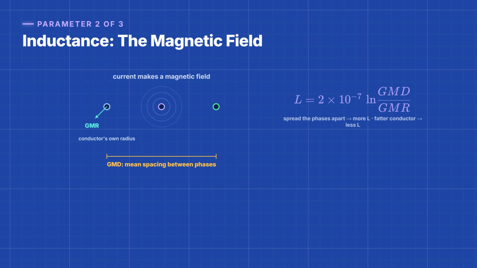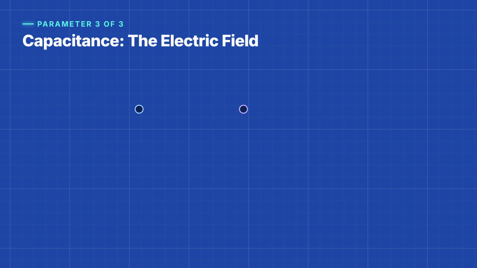The inductance grows with the logarithm of GMD divided by GMR. In plain terms, spread the phases farther apart, and the inductance goes up. Make the conductor effectively fatter, and it goes down. This inductance sets the line's series reactance, and that reactance is what really limits how much power the line can push.